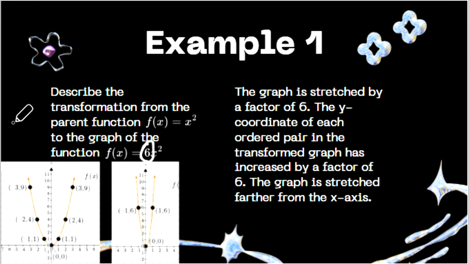The y-coordinate of each ordered pair in the transformed graph has increased by a factor of 6, which makes perfect sense because if this y-coordinate is 4, 4 times 6 is now going to become 24, which isn't even showing on this. But 1 times 6 is 6, right? The graph is stretched farther from the x-axis, which is what stretching does.